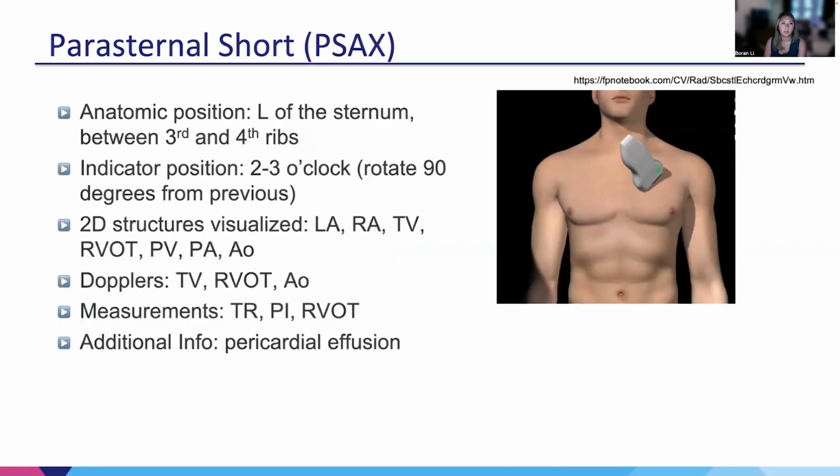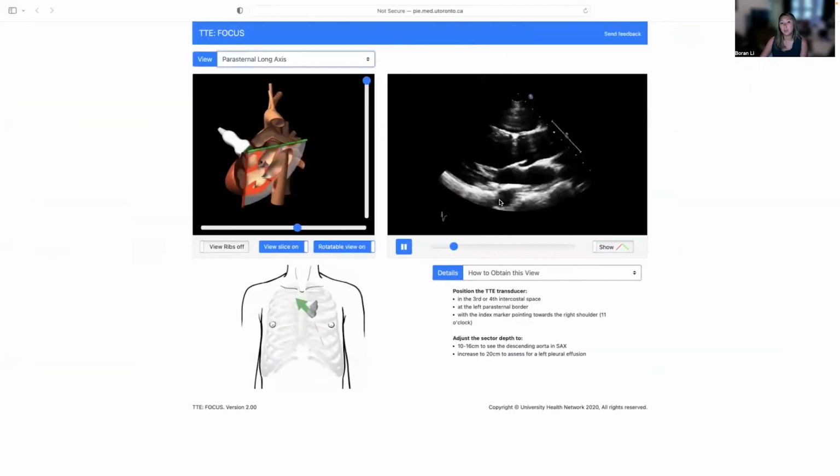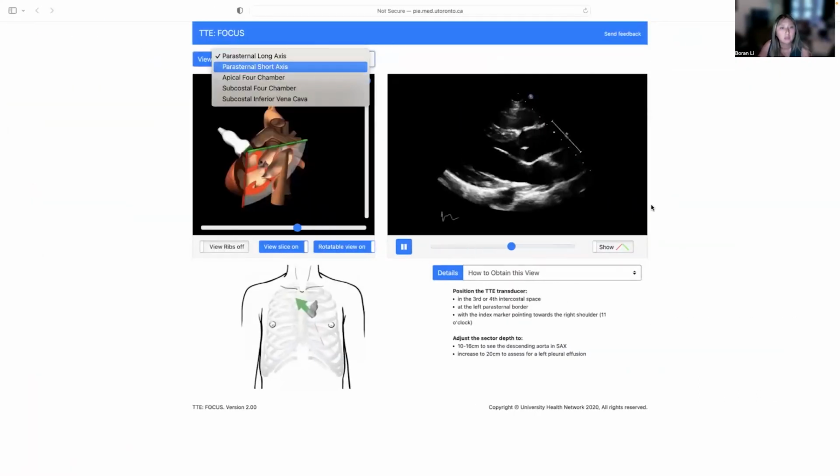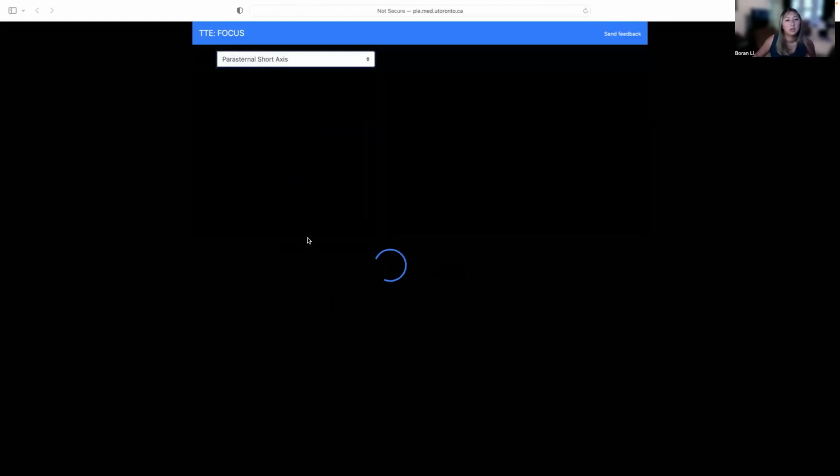From there, we're going to move on to the parasternal short, which the way that I like to do it is I like to go back to that first view where you have the aortic valve right in the middle and take it. And sometimes I'll even stabilize it with my other hand and just rotate it so that the indicator moved from the right shoulder to the left shoulder. So now it's roughly at like 2 or 3 o'clock. Again, I think it's better if we understand how that cuts through the heart.